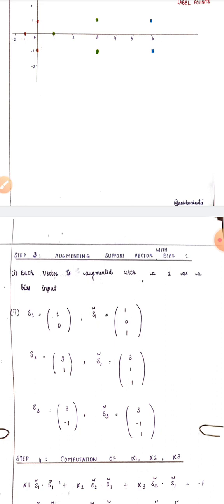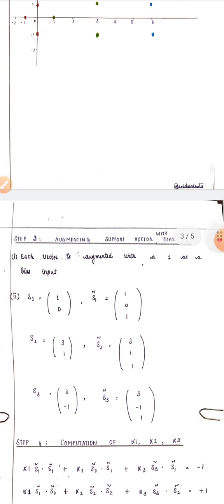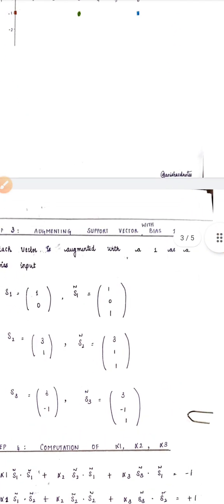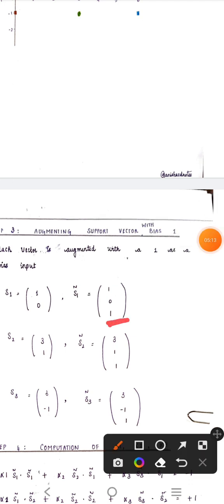So each vector is augmented with a 1 as a bias input. S1 is (1, 0), so S1 tilde is (1, 0, 1). The final one is the bias. Again, S2 is (3, 1), so S2 tilde is (3, 1, 1). The final one is the bias. S3 is (3, -1), so S3 tilde is (3, -1, 1). The final one is the bias. In order to differentiate between support vectors and the augmented support vectors, we are using the tilde.